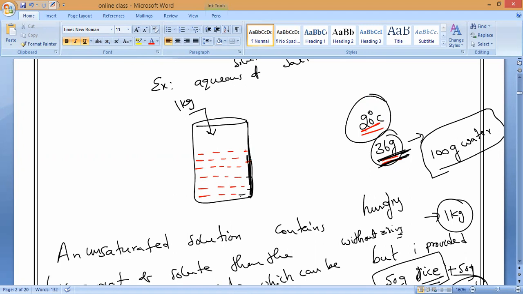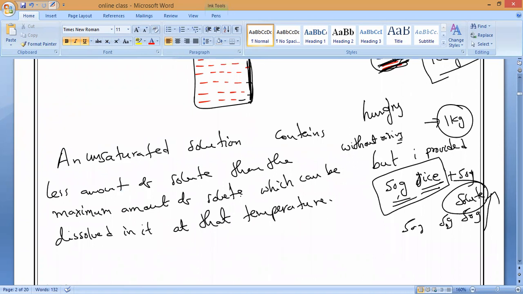So actually it can dissolve 36 grams, but the amount of solute is less than 36 grams. So that is why it is called saturated or unsaturated. Unsaturated solution always contains less amount of solute than the maximum amount of solute which can be dissolved at that particular temperature. Are you clear?